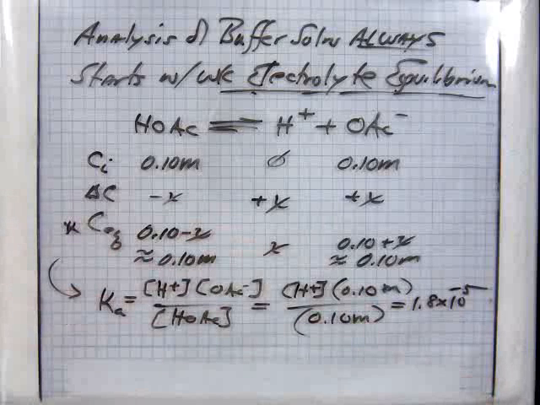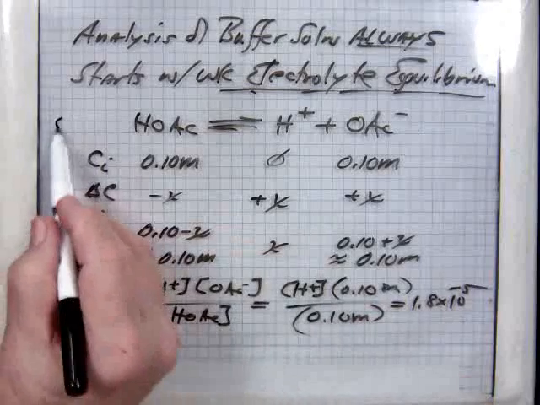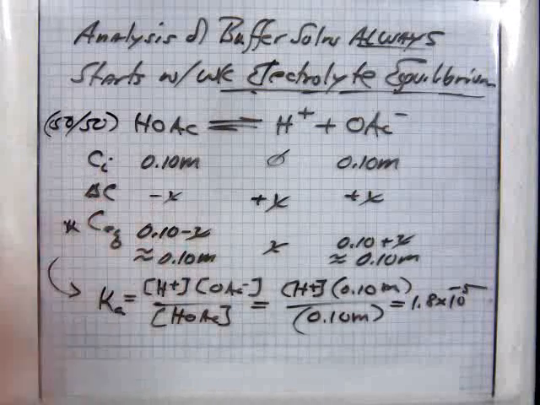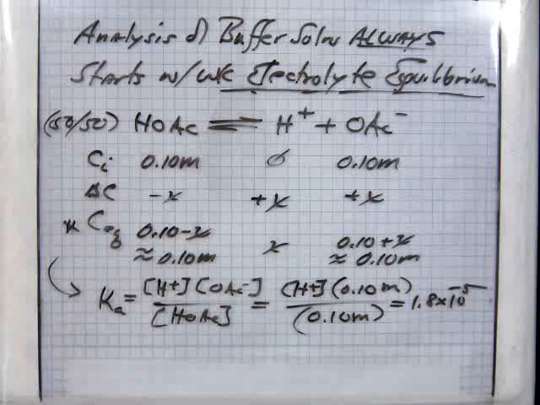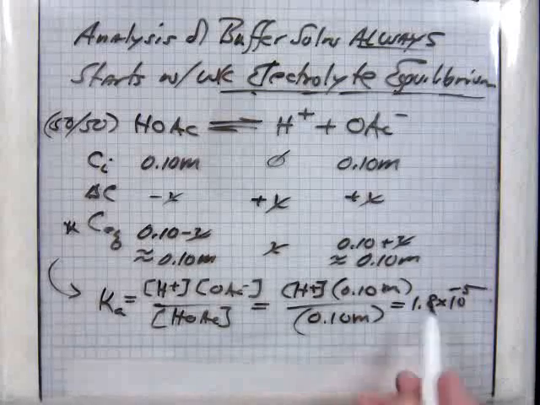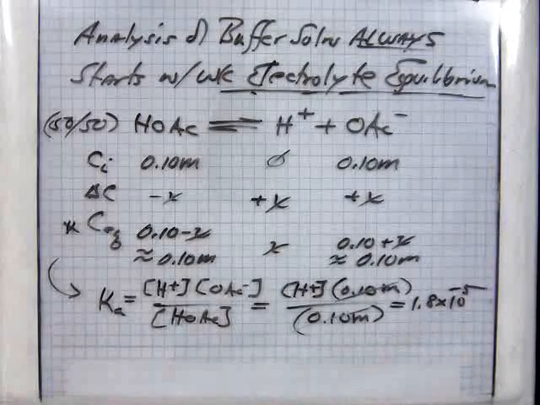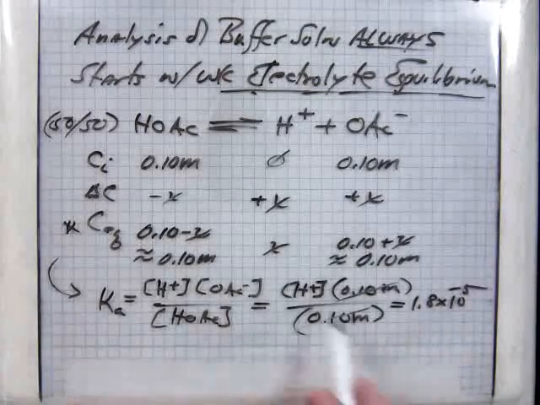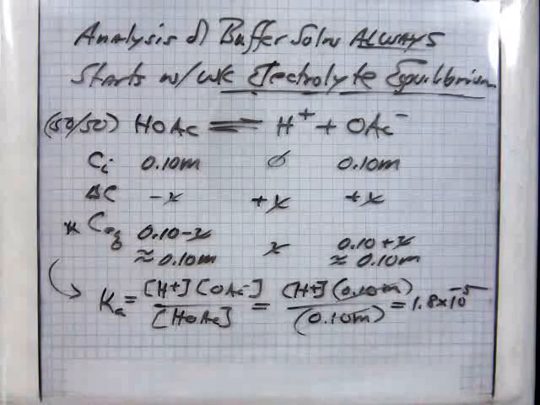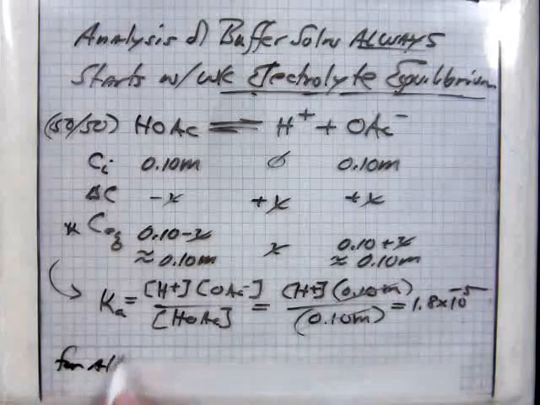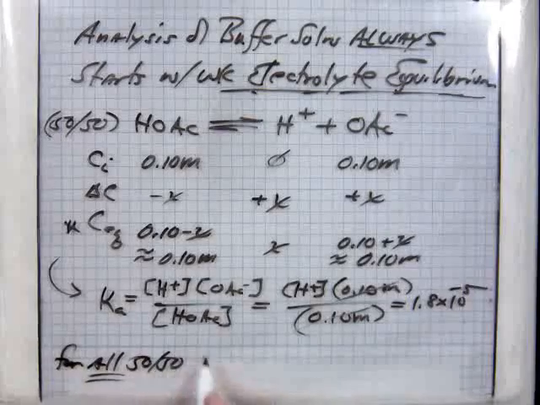Now, what we're talking about is a 50-50 buffer. This is a unique situation for when the acid or weak electrolyte equals the salt concentration. If you're talking about an acid buffer, for a 50-50 buffer, notice how the salt and the acid will cancel out of the Ka expression. And so the hydronium ion is equal to the Ka value. So you can have a kind of a sub-rule here for all 50-50 buffers.